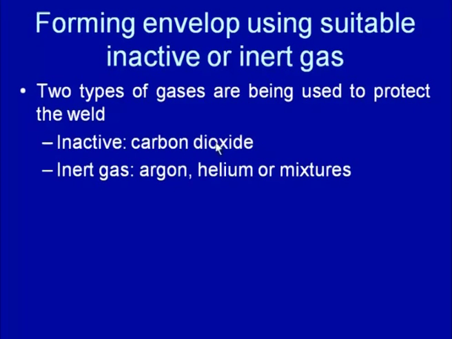However, some amount of decomposition of the carbon dioxide takes place, and that releases oxygen and leads to contamination of the weld pool, but reasonably good quality weld joints are produced when carbon dioxide is used as a shielding gas. When inert gases like helium or argon, or a mixture of helium and argon, are used, we get very good quality weld joints, but these gases are costlier than carbon dioxide.